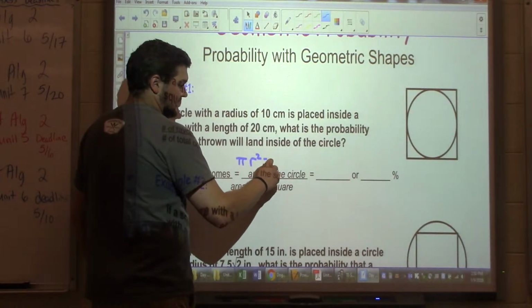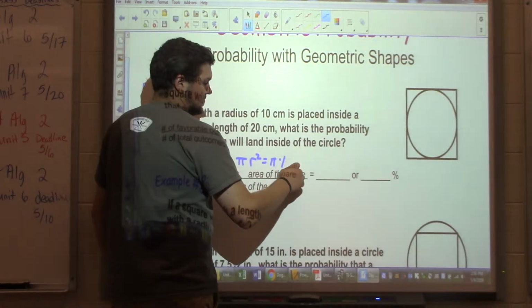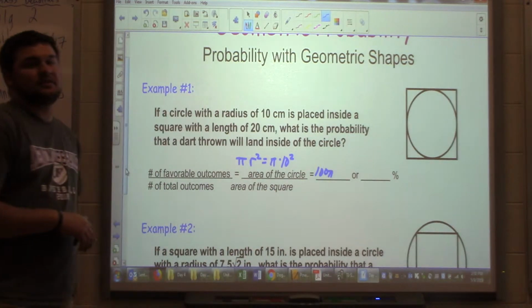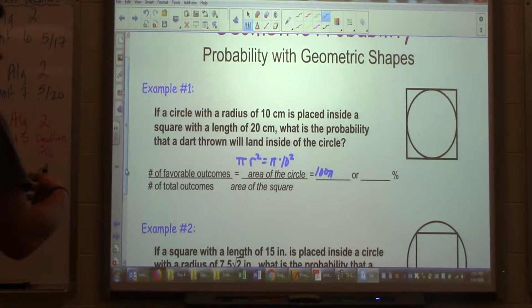Pi r squared. So pi times, my radius is 10, 10 squared. So it's going to give me 100 pi. I'm going to leave it in terms of pi because I don't want any of those nasty decimals. A lot of times when we do geometric probability, we're going to leave it in terms of pi so we can reduce it later.